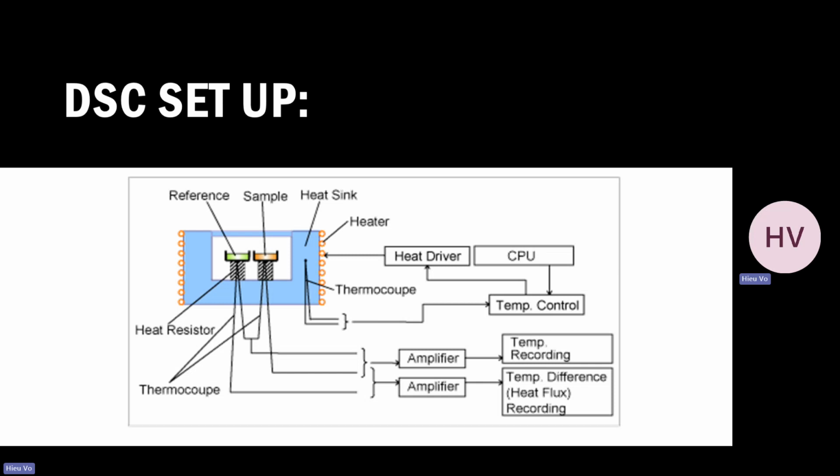The heater right here, the orange one, provides the controlled heat to both the reference and the sample. The heat driver connects to the heater and is responsible for driving heat flow to the pan. And then the temperature control is the main part of this process, because the system manages the temperature throughout the entire process, ensuring that the heating rate and the temperature range are consistent with the task requirement.